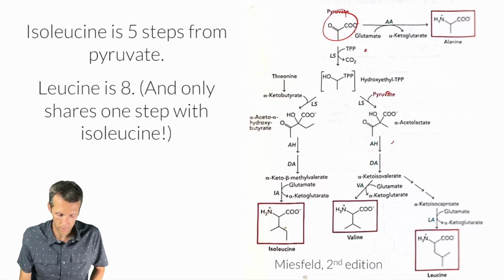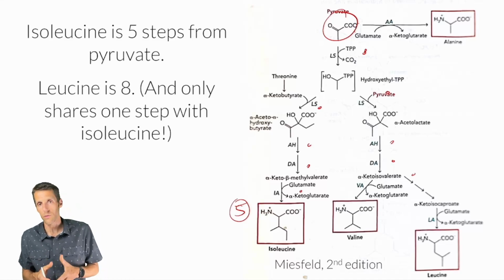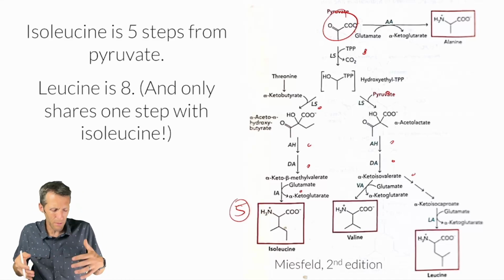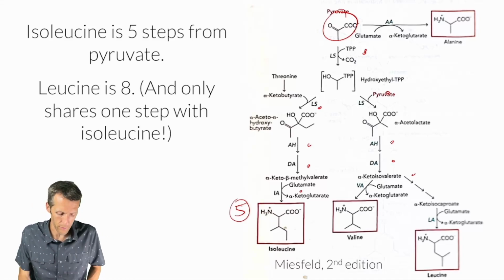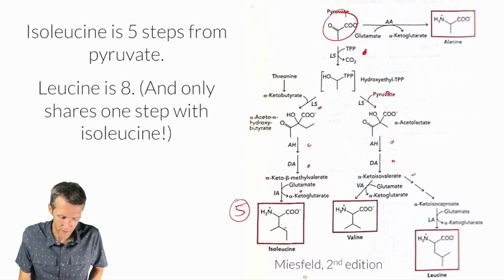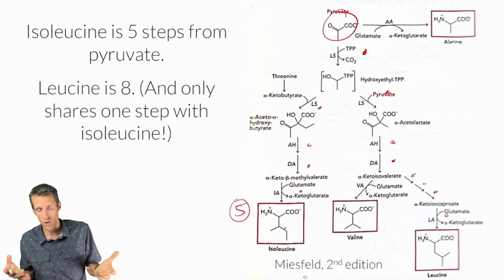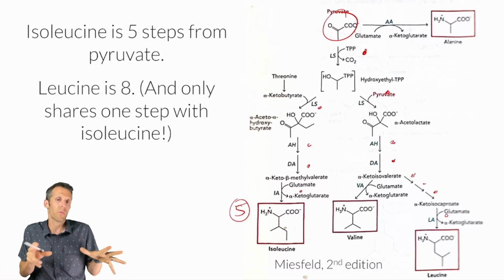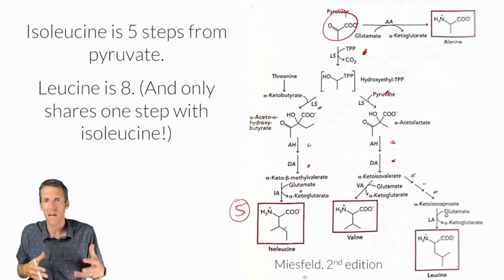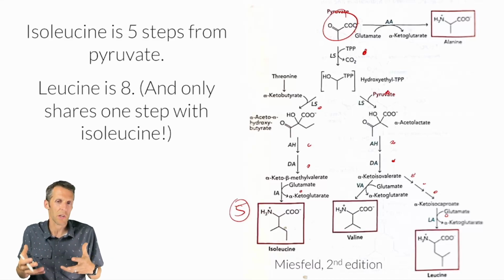1, 2, 3, 4, 5. Oops, sorry, that's isoleucine. I wanted to go isoleucine first. 1, 2, 3, 4, 5. We can go to isoleucine in 5 steps, which might seem like something that we should be able to do. That shouldn't be too hard. But then it's 1, 2, 3, 4, 5, 6, 7, 8 steps out to leucine, and there's only one step that's shared. So we have these branching pathways, but the chemistry is actually sometimes not necessarily intuitive.